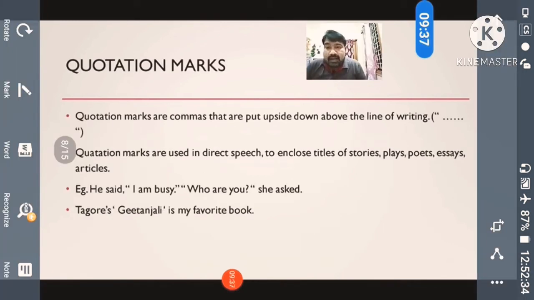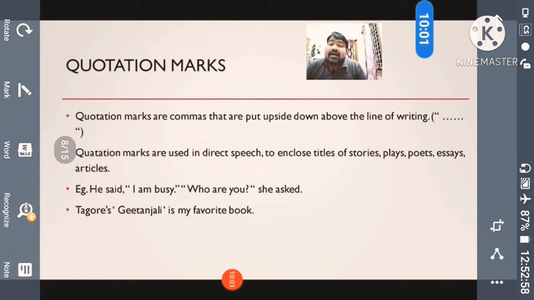Quotation marks are commas that are put upside down above the line of writing. For example, quotation marks are used in direct speech. For instance, quotation marks are used in direct speech and to enclose titles of stories, plays, poems, essays, and articles. I have given an example here. You can see the example.